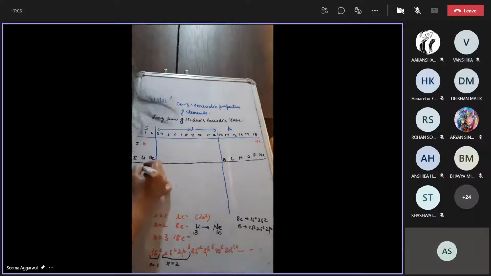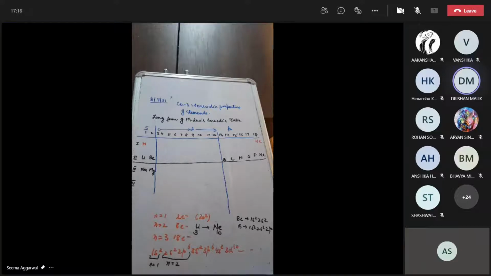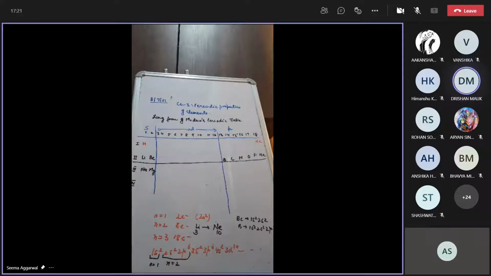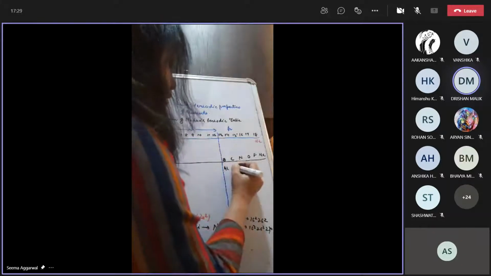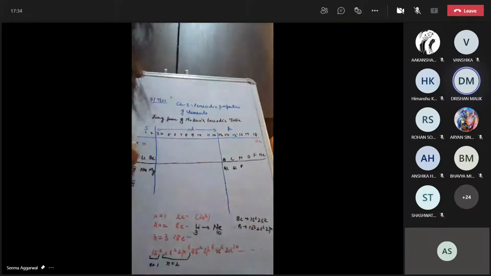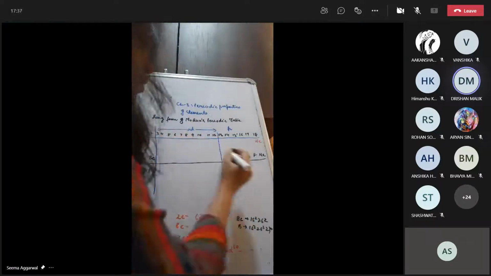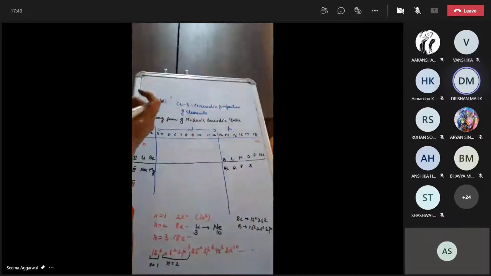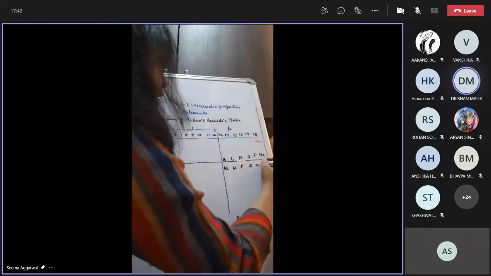Here I will be getting sodium and magnesium, and then aluminium, silicon in the P block. Aluminium, where should I put aluminium? No, 13 in P block. Correct. Aluminium, and now phosphorus, phosphorus next, sulfur, S, chlorine and argon. Chlorine and argon.